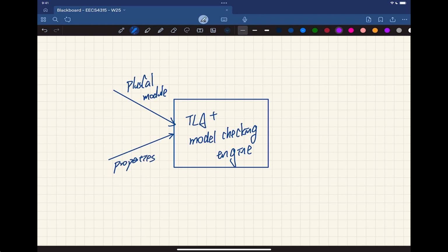And the module here, just remember, very important, we got things like variables, and also we got a typing constraint, etc.